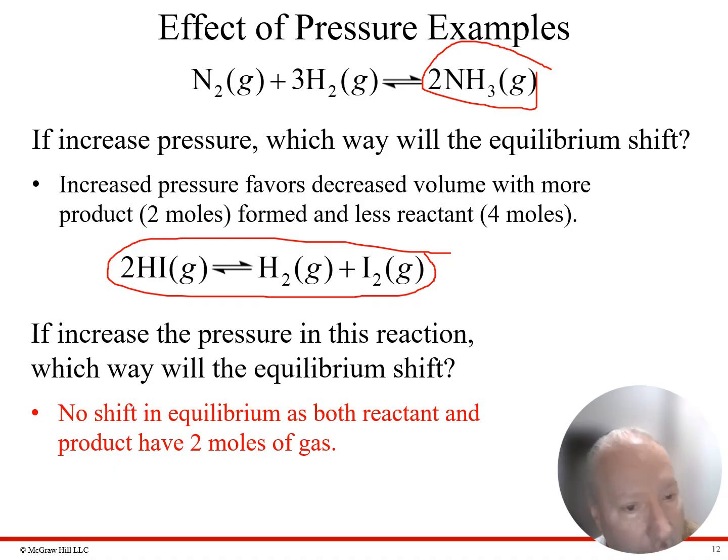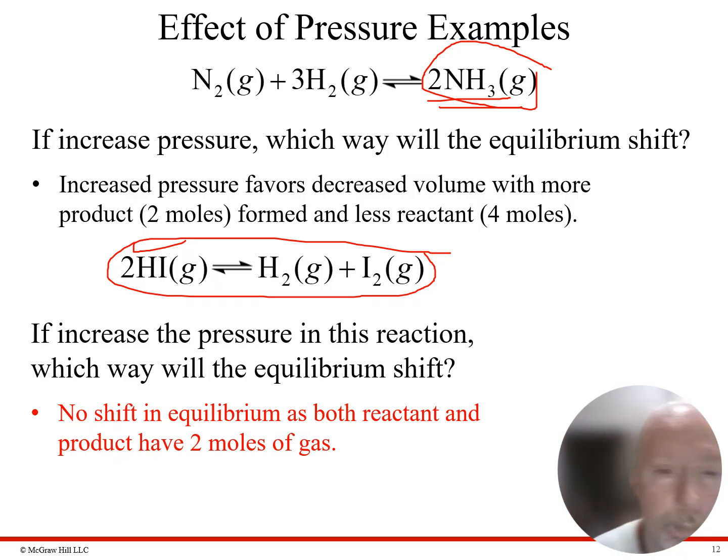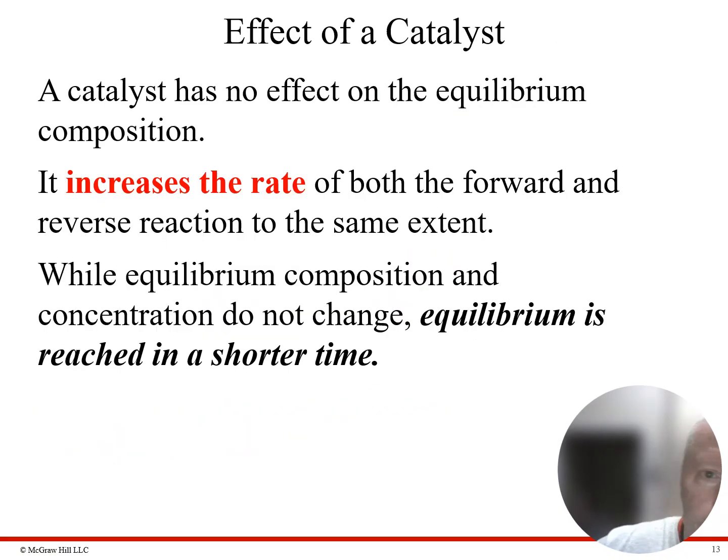Right? So we have 2 moles, but in this case, we have 2 moles of products versus 4 moles of reactants. We increase the pressure, we're going to shift to the side with fewer moles. So increased pressure makes more of the product in this case. We have to think about the reaction we're looking at, but this bottom reaction, we get nothing. No shift in equilibrium as both reactant and product have 2 moles of gas: 2 moles of hydroiodic acid, and 1 mole of hydrogen gas and 1 mole of diatomic iodine gas. So be careful. This can be a little tricky.